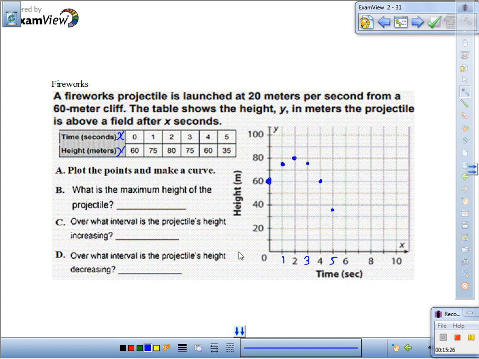All right. So, draw your curve. All right, let's answer the question. It says, what is the maximum height of the projectile? Write it in there, please. Share it with your neighbor. Maximum height.